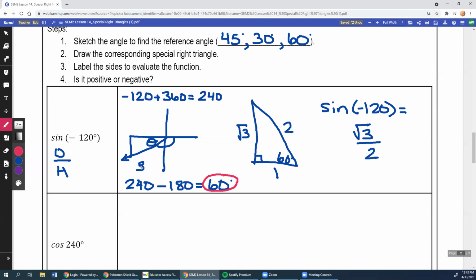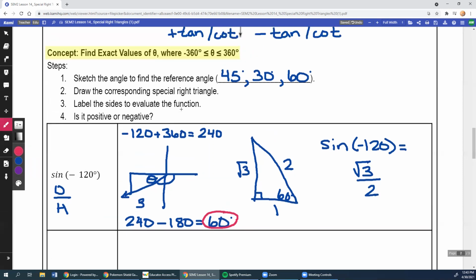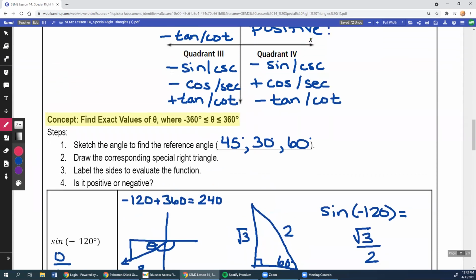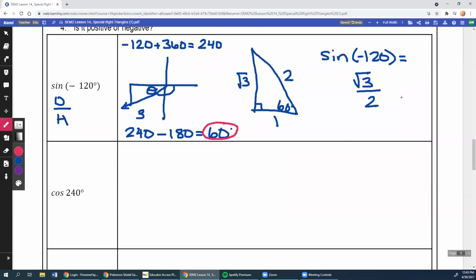We landed in quadrant 3. Look up top. In quadrant 3, sine is negative. So all you have to do now is attach a negative in front. And there's our answer.